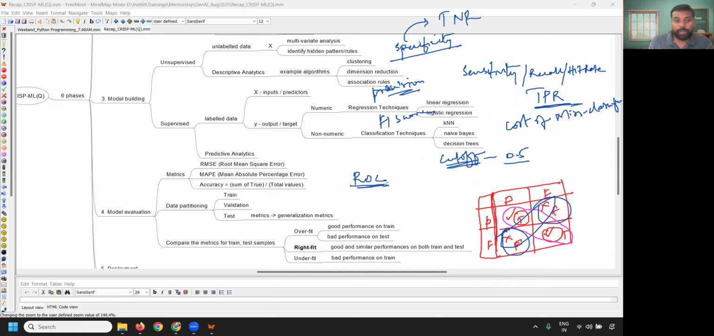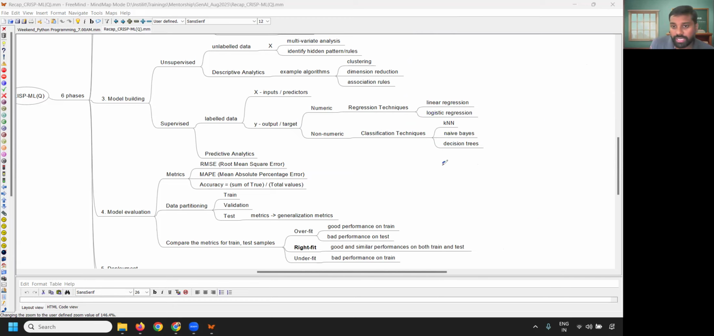ROC, receiver operating characteristic, ROC curve. This will tell us what is the appropriate cutoff. Why? Because if I take a cutoff as 35%, okay, let's say 35, that is 0.35.